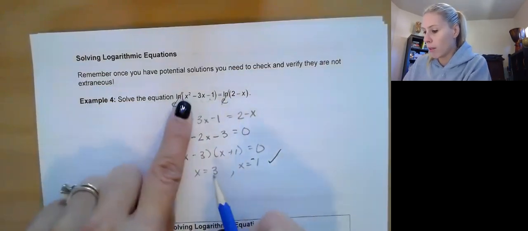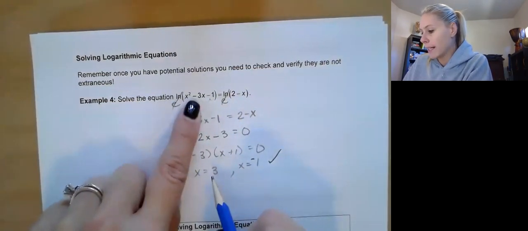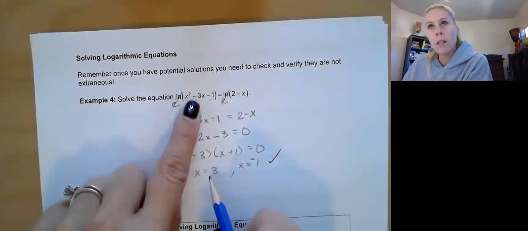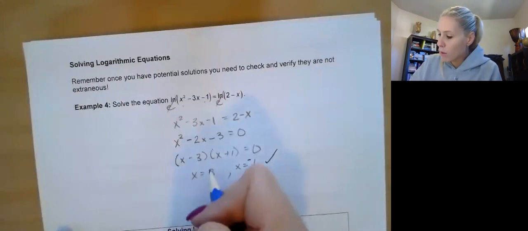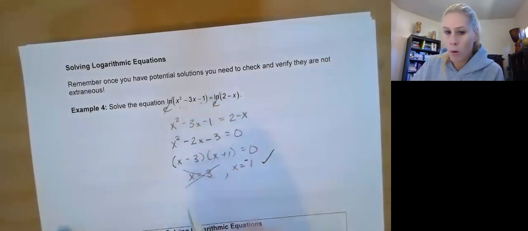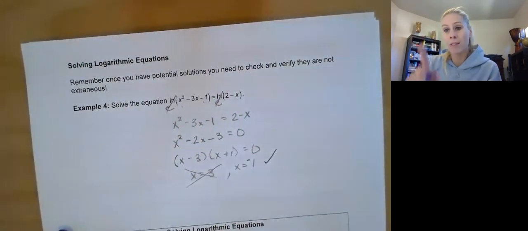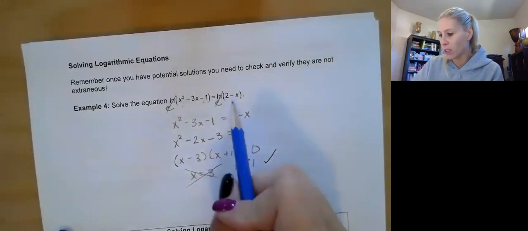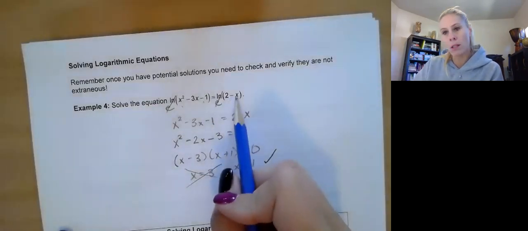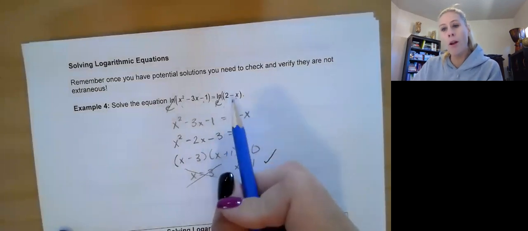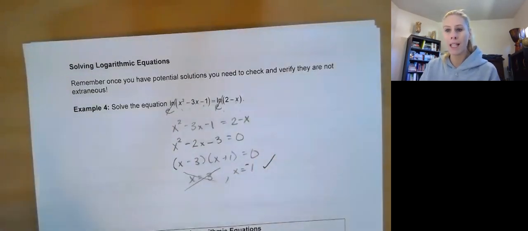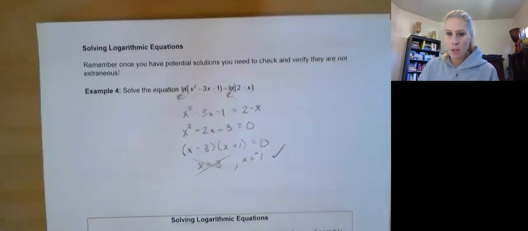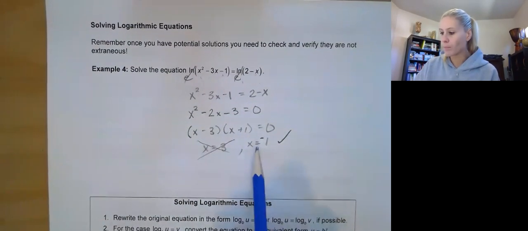Now let's try 3. That's 9 minus 9, which is 0. 0 minus 1 is -1. So this does not work because we have a negative. The other way we could have done this faster is 3 minus 1, 2 minus 3 is -1. You can't have negatives in that spot. Okay, so the only answer is x equals -1.